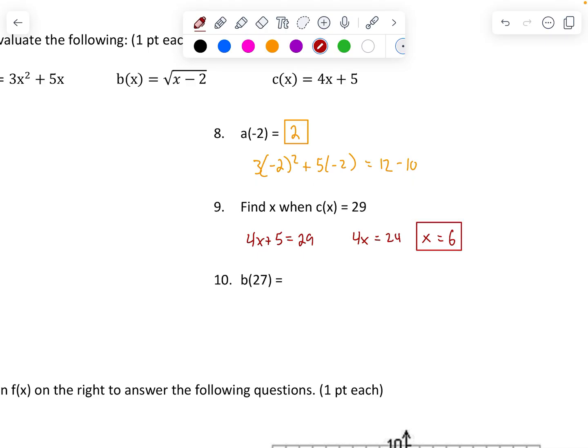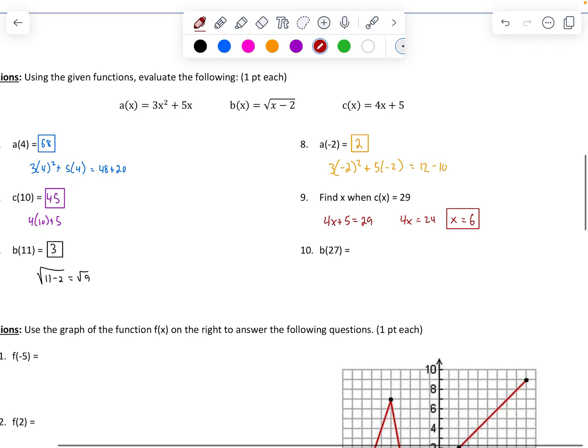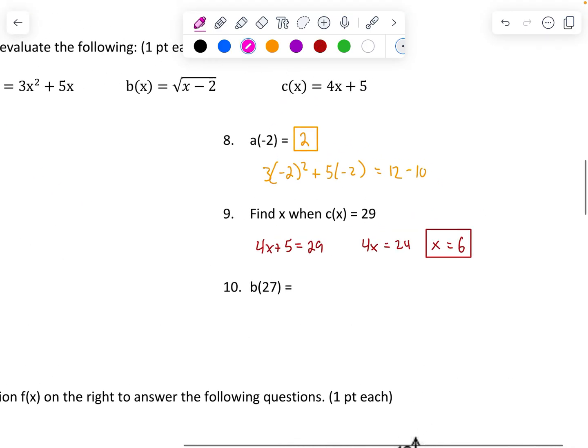And the last one, b of 27. Again, we're plugging it into the function b right here for x. And so it's the square root of 27 minus 2, which is the square root of 25, which is 5.